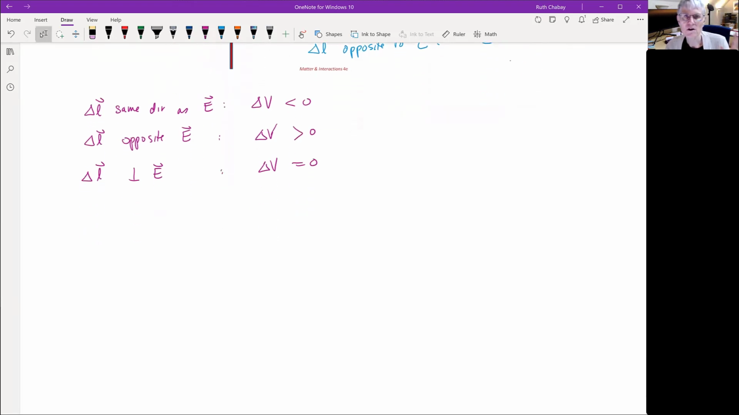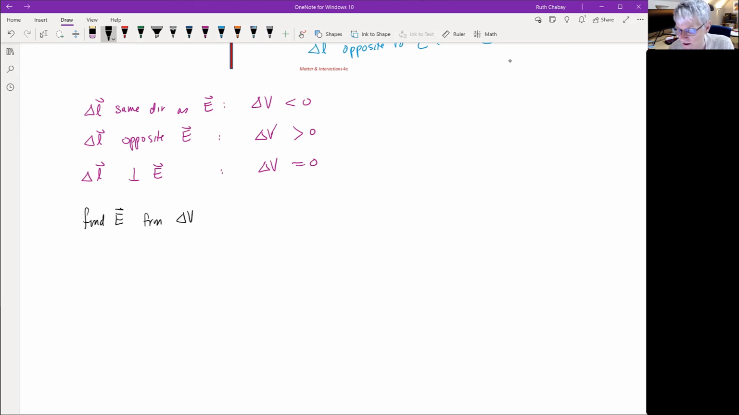Now, electric field is not always constant, and so we're going to have to deal with that in the future. But in our nice constant situation, these calculations are simple. And we can actually go backwards. So we can find the electric field from delta V.